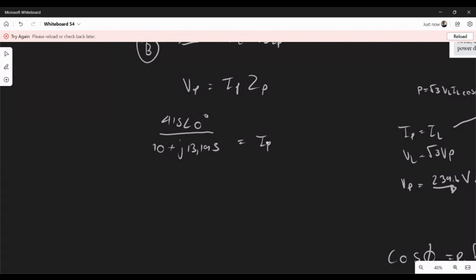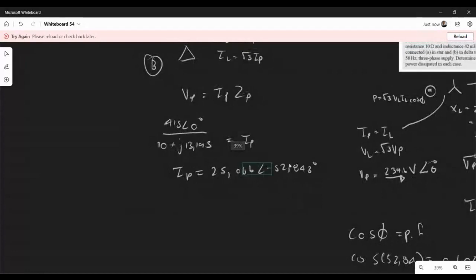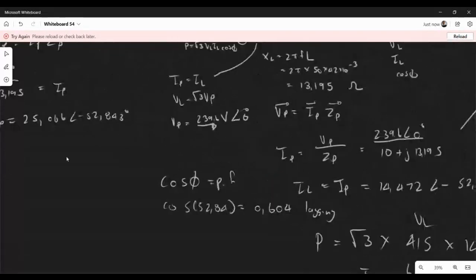Okay, so if you're doing that, I'm going to take a shot at it quickly. Calculator must be in complex mode, and you'll get an answer of 25.066 minus 52.843 degrees, right? Obviously a lot different from that.